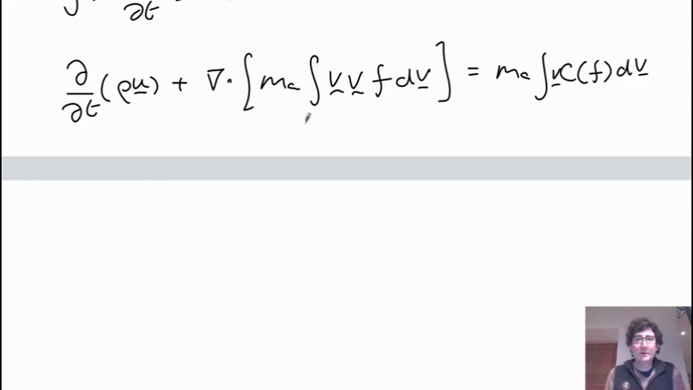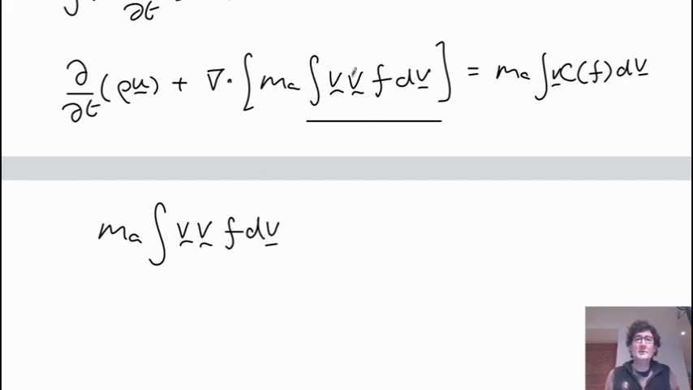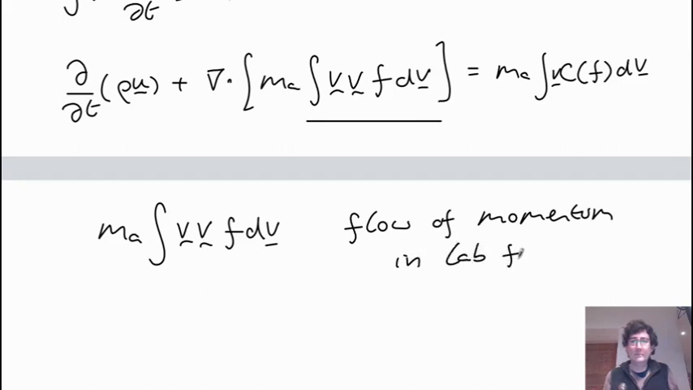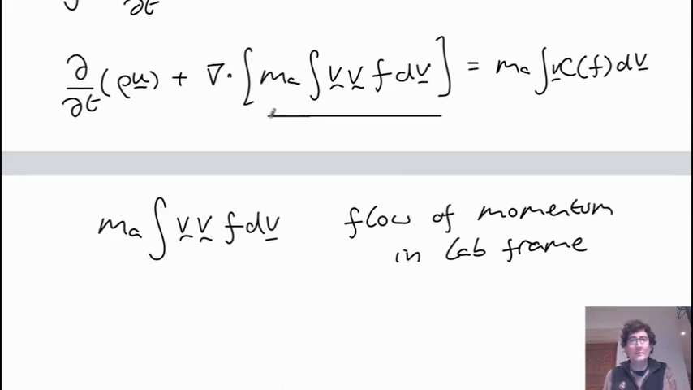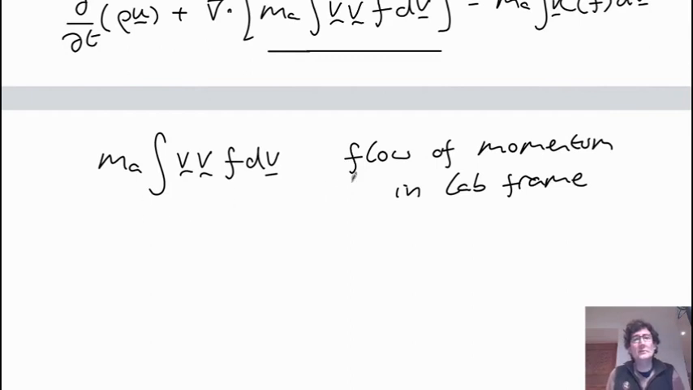Okay, so this term here we've ended up with a second moment of the distribution function. So if you have the integral of v v f dv, this is essentially the flow of momentum in the lab frame. So it's the frame in which we're measuring v. So v is measured in the lab frame, and then this is the flow of momentum in that frame.